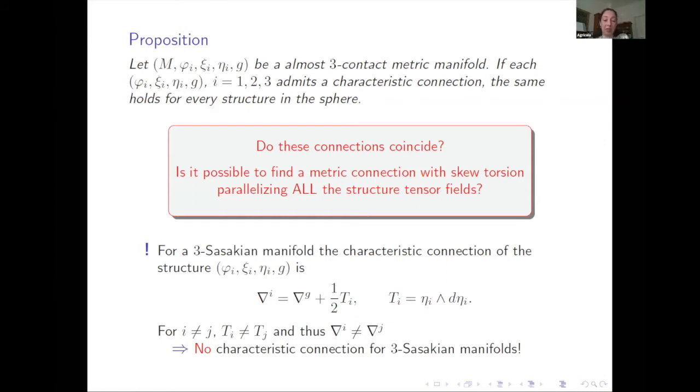Because in the three-Sasaki case, we know that the characteristic connection, if I just take one single Sasaki structure and forget about the other two, then for each of these, the torsion is eta_i wedge d eta_i. But in general, for three-Sasaki manifolds, for the three directions, since they are orthogonal, these three tensors are not going to be the same. And therefore, depending on which Sasaki structure you look at, you get three connections, but they're not the same. So you need an intermediate, a weaker condition, which is going to look at all three contact structures simultaneously on an equal footing, instead of looking at one and forgetting about the others.